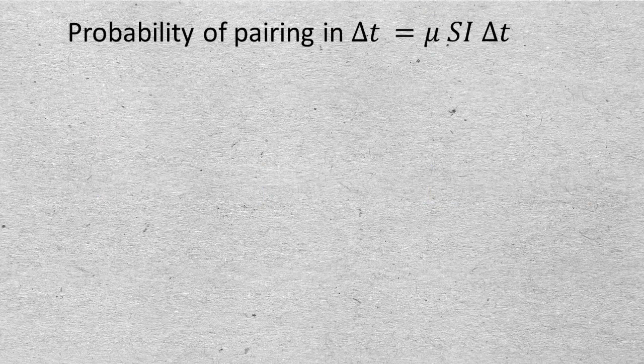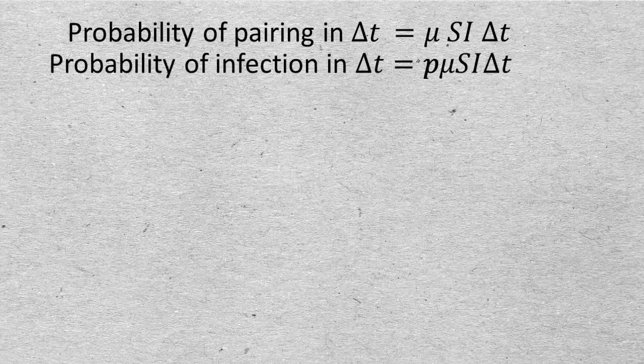But only a fraction of those meetings will result in an infection. That will be the probability of infection p. So the number of infections in delta t will be p mu S I delta t. If we let p mu be represented by the Greek letter beta, which would be known or measured by Dr. Fauci, we have beta S I delta t.